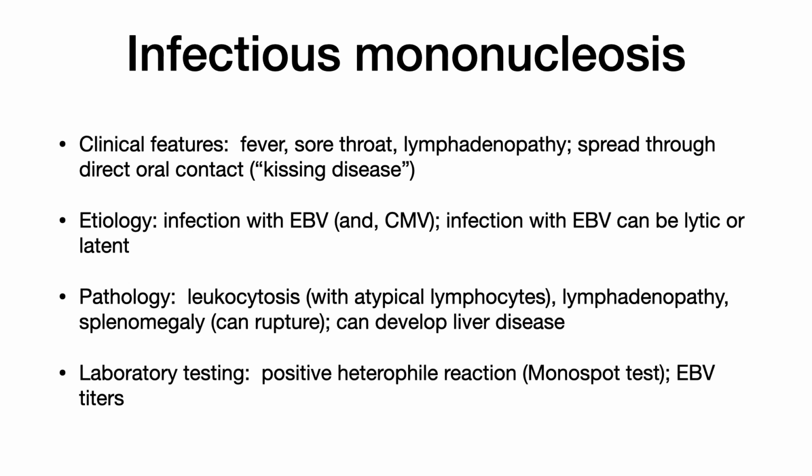lymphocytes. Most lymphocytes have a high N:C ratio, very little cytoplasm. These have more abundant cytoplasm, and it looks like they're reaching out and grabbing red blood cells around them. It's the way I remember them. You see lymphadenopathy, and you can see splenomegaly, which can rupture. So individuals could die with infectious mono. I haven't had that happen as a forensic pathologist, but it's possible. And they can develop liver disease. Laboratory testing-wise, you'll see a positive heterophil reaction, which is the Monospot test, and you can do EBV titers.